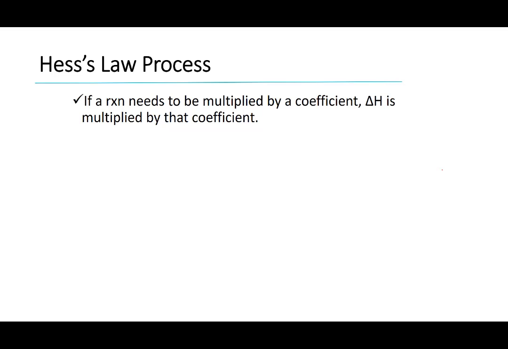Some things we need to keep in mind for Hess's law. If a reaction needs to be multiplied by a coefficient, then we multiply delta H by that coefficient. For example, if we double the coefficients, the enthalpy of a reaction is going to double. If we have to triple the coefficients of a reaction, delta H is going to triple. If we cut the coefficients in half, we have to cut the enthalpy of reaction in half.